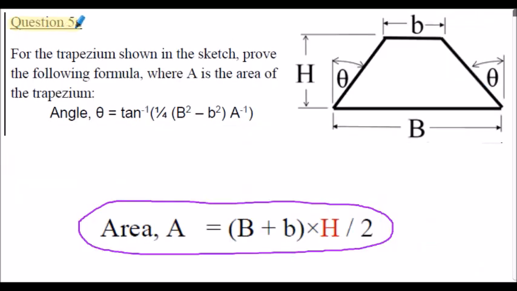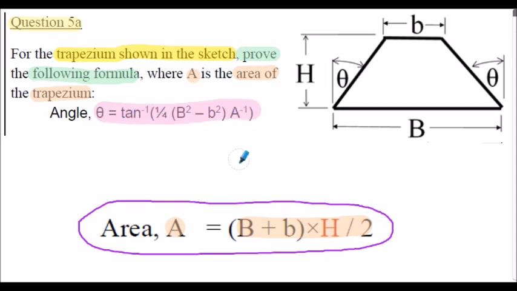Here's question 5a. Problem very similar to that of question 4a. Again, we have a trapezium shown in the sketch. We've got to prove the following formula, noting that A is again the area of the trapezium. So we'll need to make use of this equation again. And here's the formula we have to prove for angle theta. I'd encourage you to stop the presentation and attempt question 5a, very similar approach to that of question 4a. Full worked solution shown on the following slide.